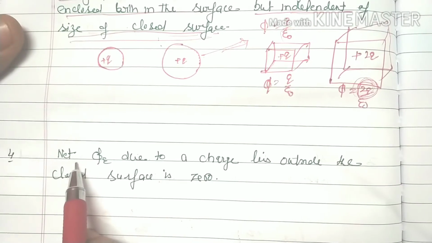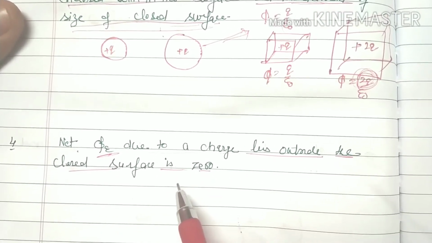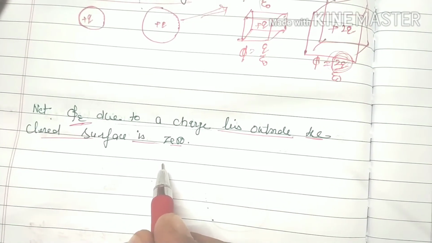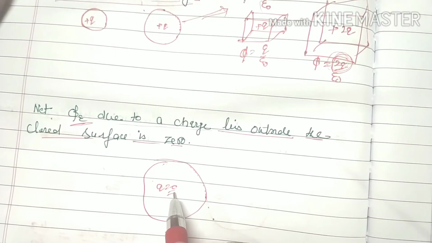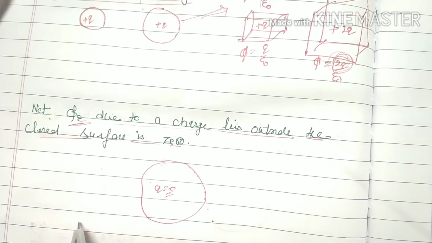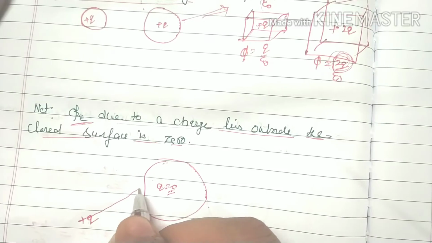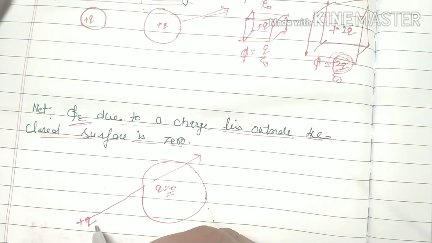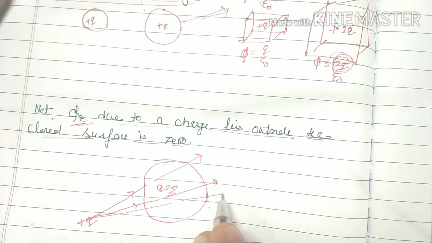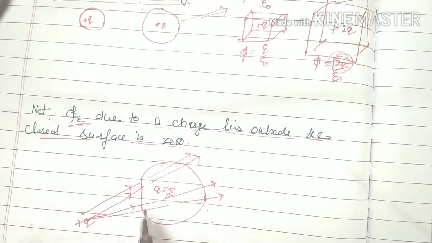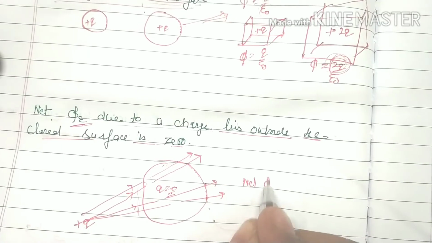Now the fourth point is that net electric flux due to a charge lying outside the closed surface is 0. In this case, this is the closed surface enclosing no charge, Q is equal to 0, but a charge is lying outside the surface. Let us suppose a plus Q charge is lying outside the surface, so electric lines will come out in this way. They will pass through the closed surface and come out. You see, these are the electric lines entering from this side and coming out from this side. So the number of electric lines entering the surface is equal to the number of electric lines leaving the surface. So net electric flux is equal to 0.